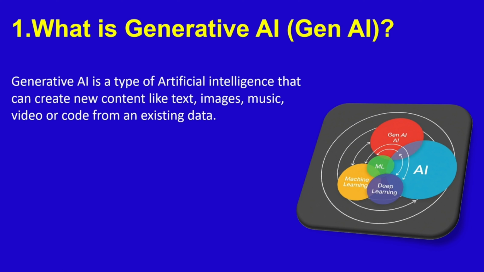So now come back to the main definition of generative AI. By using generative AI, we can generate new content like text, images, music, video, or code from existing data. So that's a simple way we can define it. The simple definition is that we can generate new content, which could be text, images, music, video, or code, from existing data.